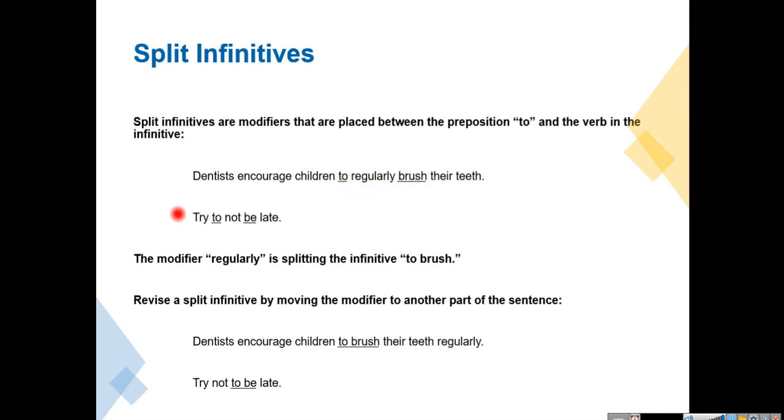The same happens here. Try to not be late. What I'm trying to say is try not to be late. So I'm not supposed to split "to" from "be" in this case. The modifier "regularly" is splitting the infinitive "to brush," as in the dentist example. So what will be the solution for that? Dentists encourage children to brush their teeth regularly. Try not to be late.